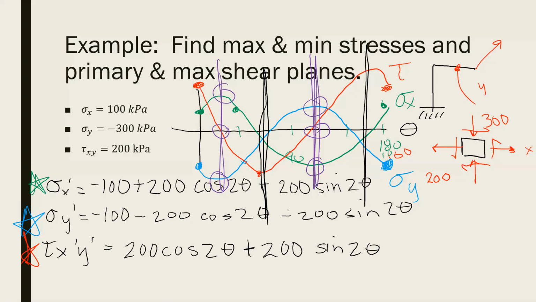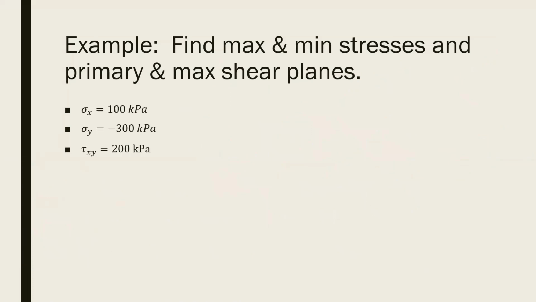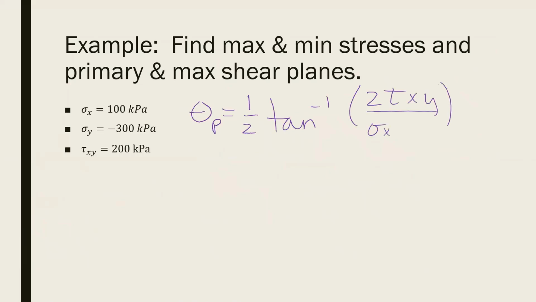Cool? All right. So back to what this question asked of us. It said find the max and min stress in the primary and maximum shear planes. So the maximum and minimum stress we can find by first finding where these planes exist. So who has the equation for theta p? 2 tau xy over sigma x minus sigma y.